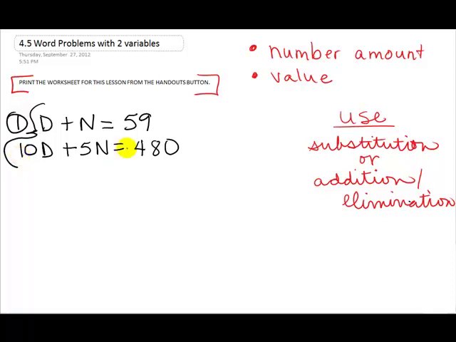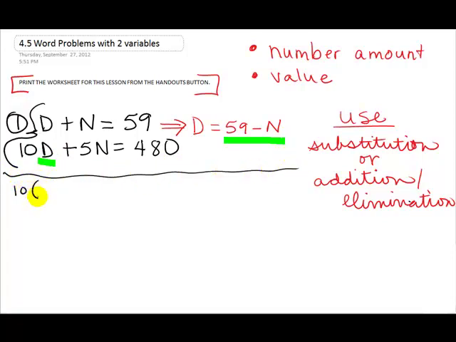And so when I'm looking at this, I have to decide, do I want to use substitution or addition? And I'm going to choose substitution for this problem. Sometimes it really doesn't matter which one you choose, and sometimes one method is going to be easier than the other method. But for right now, I just want to go ahead and use the substitution. So that means I have to take this problem and rearrange it. So I'm going to have D equals 59 minus the N. I just moved it over. So now this becomes my sub in the other equation for the D.